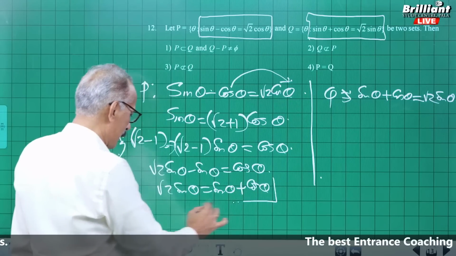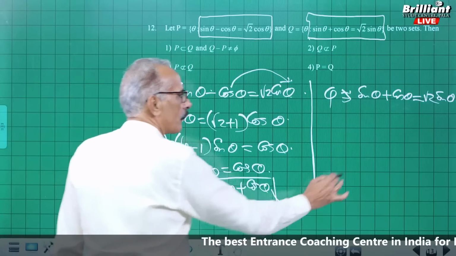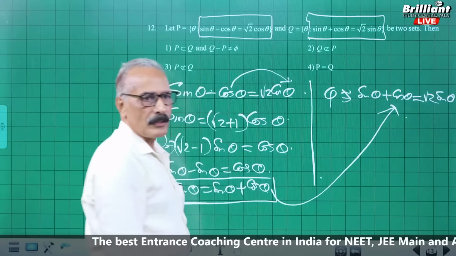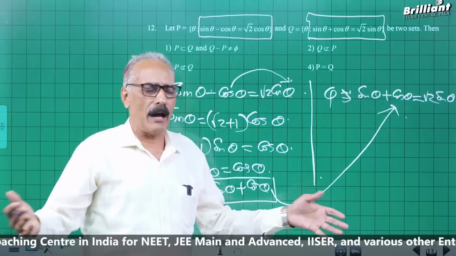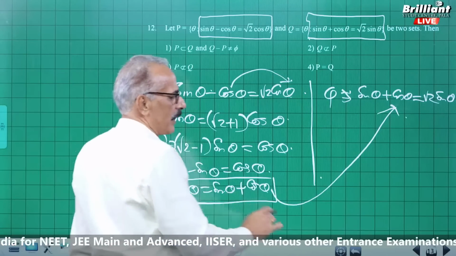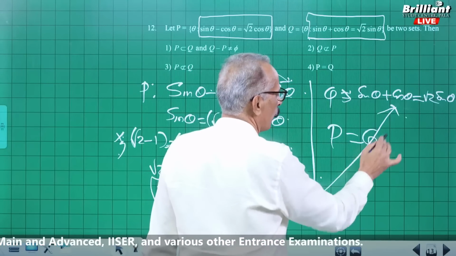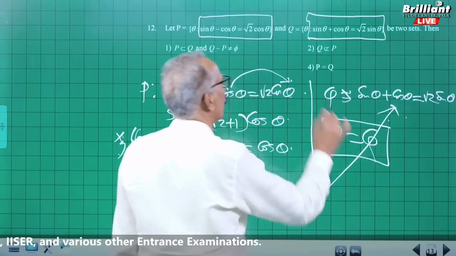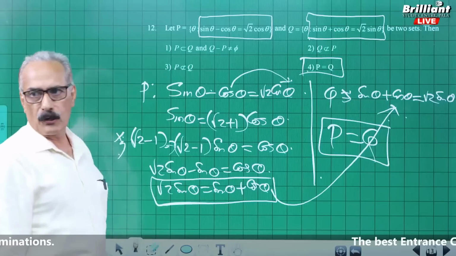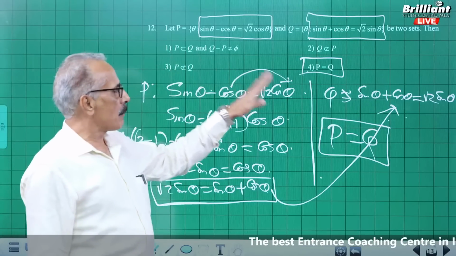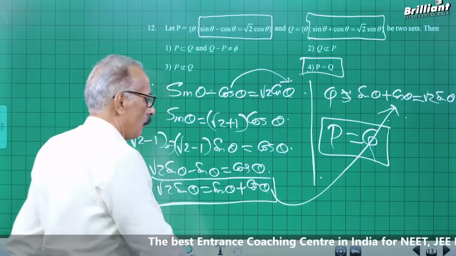Look at the miracle that happened here. That's nothing but your Q: sin theta plus cos theta. I have not solved the P, I have not solved the Q, but I could identify that this P is equal to Q. Do you have an option P is equal to Q? Wonderful. That is it. So the fourth one is your answer. P is equal to Q, so P is not a subset. P is equal to Q. On to the next.